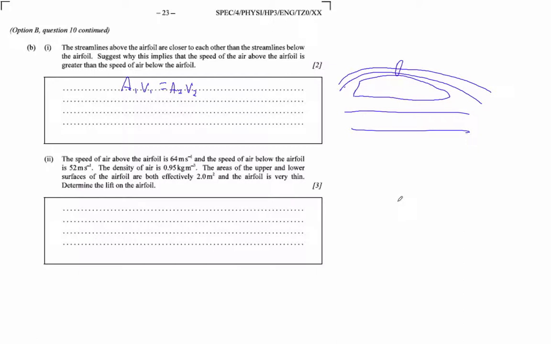Okay, so there's less area, therefore higher velocity. And then letter 2, the speed of the air is 64. This is a Bernoulli.